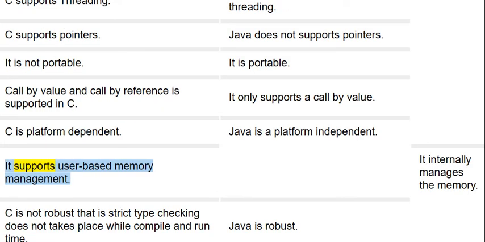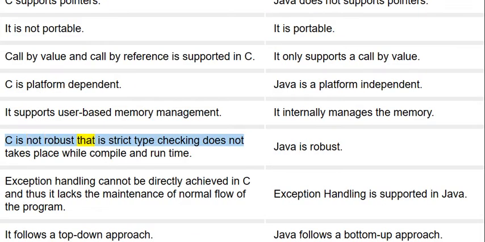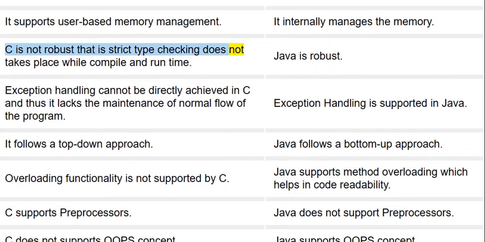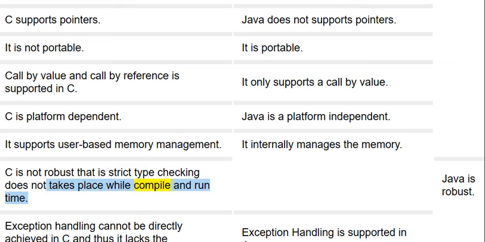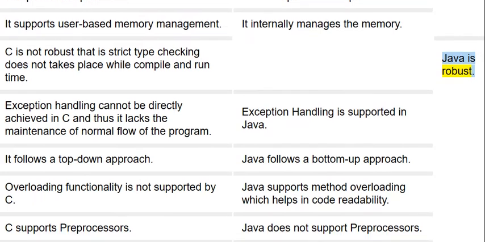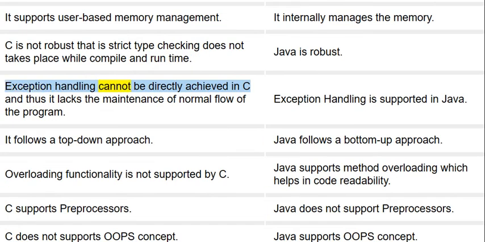C supports user-based memory management. Java internally manages the memory. C is not robust, that is, strict type checking does not take place at compile time and runtime. Java is robust. Exception handling cannot be directly achieved in C, and thus it lacks the maintenance of normal flow of the program. Exception handling is supported in Java.